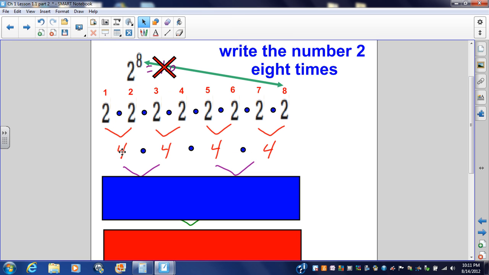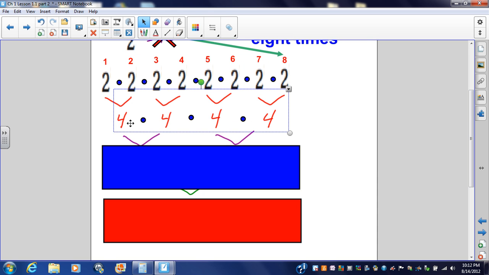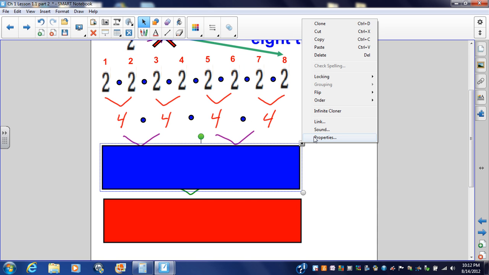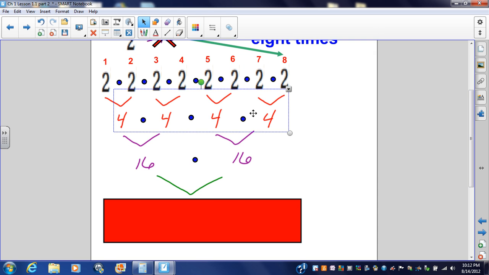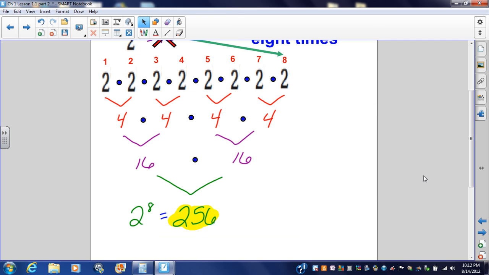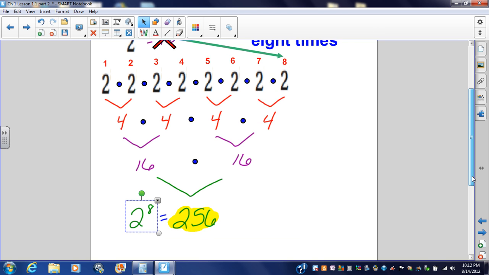2 times 2 is going to give me 4. I pair these up, it gives me 4, and these give me 4. Now, 4 times 4 gives me 16, and 4 times the 4 over here gives me 16. Now I'll do 16 times 16. When I do that, 2 to the 8th power gives me 256.